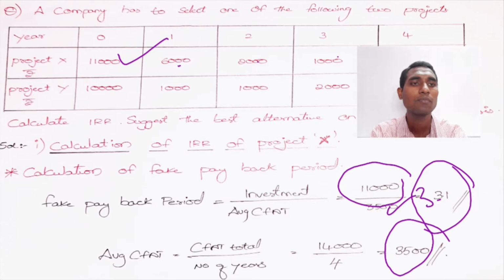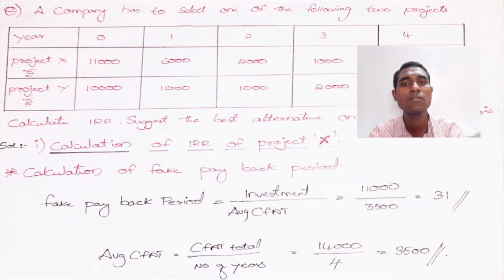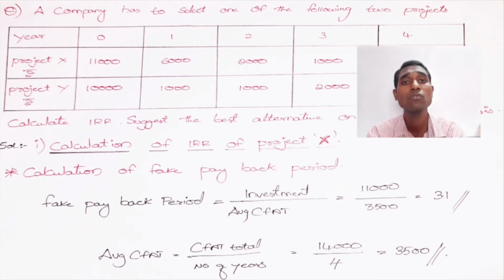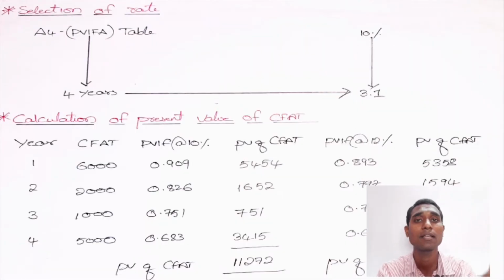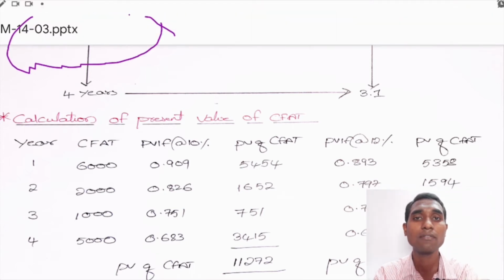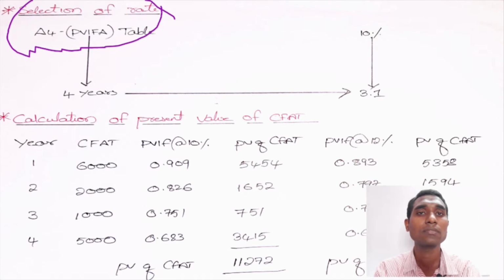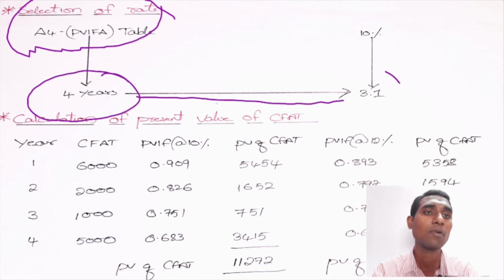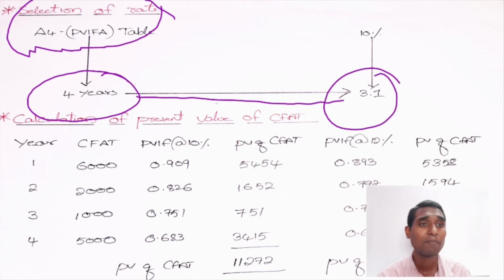Here we have 3.1. Now you need to use this 3.1 for selection of a rate using the A4 table. Now how to make a selection of a rate? By using the A4 table. Be careful when you are using this A4 table. A4 table means PVIFA. When you are selecting a rate, you need to use the PVIFA table value, that is A4. In the 4 years row, you need to find this 3.1, which is the fake payback period answer.